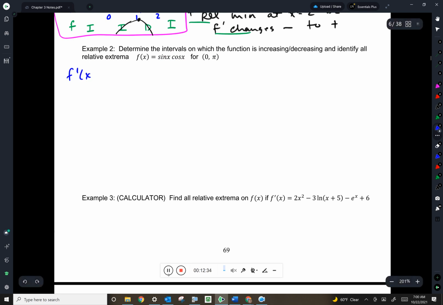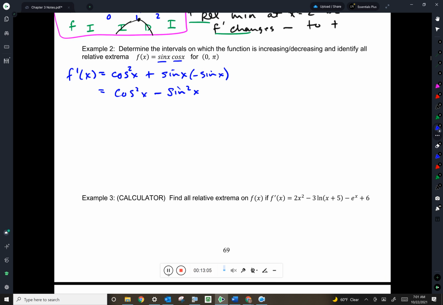So the derivative is, we have to do a product rule, right? Sine times cosine. So derivative of the first is cosine times the second. Well, if I'm going to multiply by cosine, I'm just going to call that cosine squared, plus sine, and then the derivative of cosine is negative sine. So what I have here is cosine squared minus sine squared. Okay, critical numbers. I want to set this equal to 0, and then I want to solve for x.